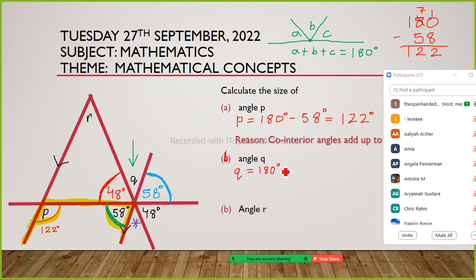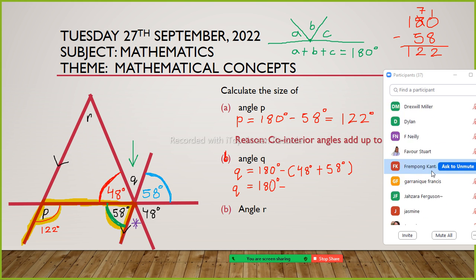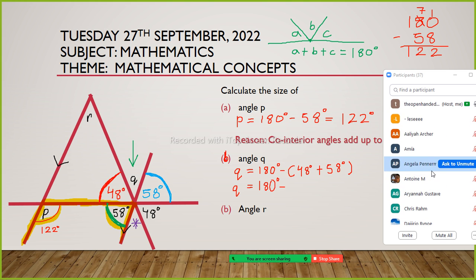Angle B. So this is going to be 48 degrees plus 58 degrees. That's going to be equal to, so Q is going to be equal to 180 degrees minus. What is 48 and 58 added together? 106.